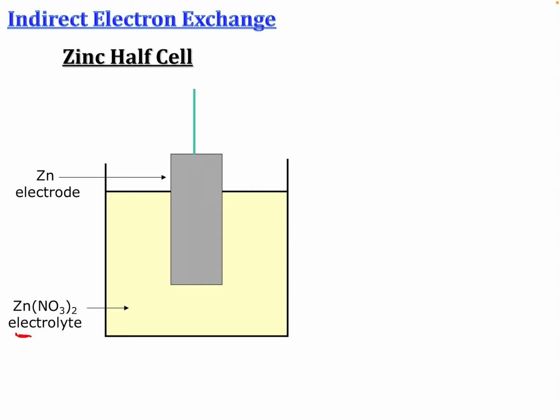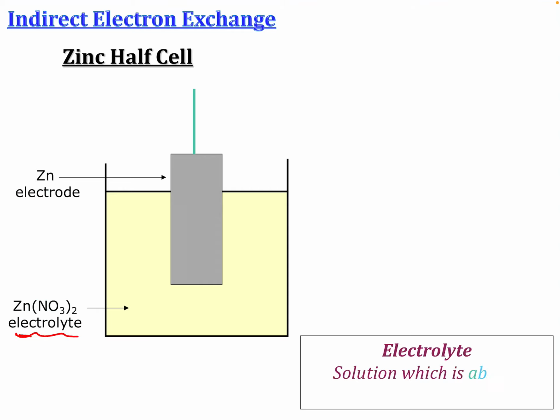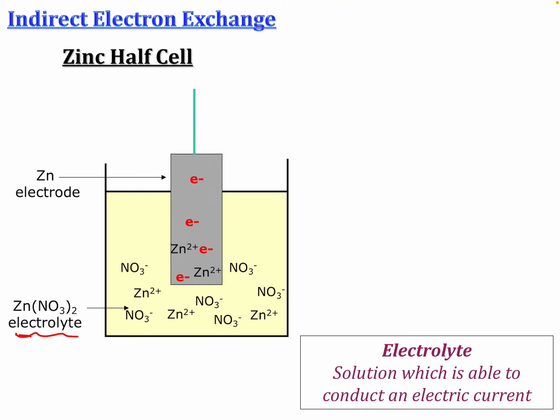Now, this electrolyte, remember, an electrolyte is simply a solution which is able to conduct an electric current. But what's very important here is that this electrolyte must have zinc 2 plus ions in it. It must have the same ion as whatever the electrode's made out of, because if it doesn't, then the reaction's not going to happen the way we want it to.